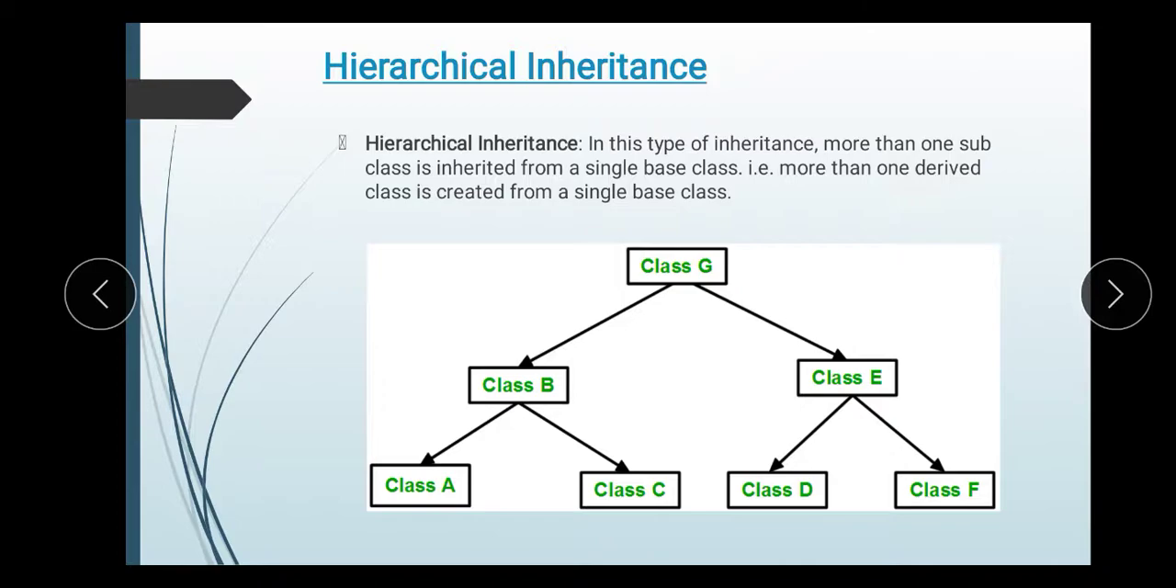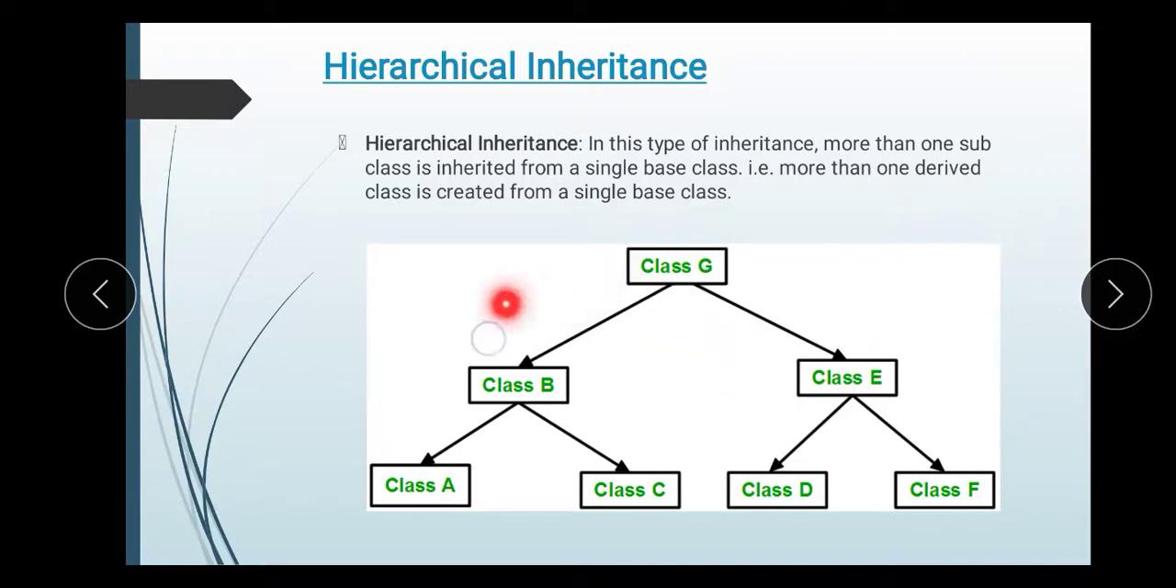Next is hierarchical inheritance. Hierarchical inheritance is just exactly the opposite of multiple inheritance. In multiple inheritance we have multiple base classes with only one derived class, whereas in hierarchical inheritance we have multiple derived classes inherited from only one base class. In this type of inheritance, more than one subclass is inherited from a single base class. That is, more than one derived class is created from a single base class.